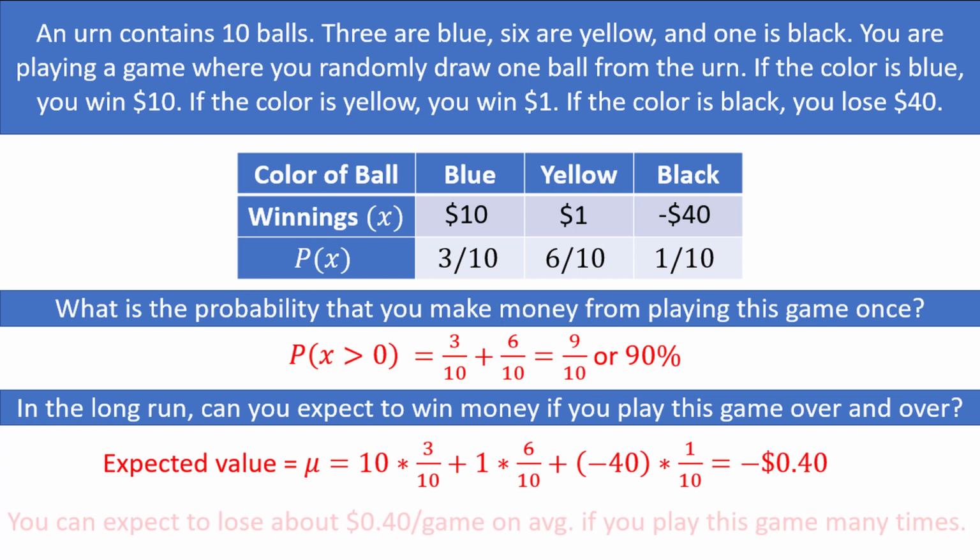This means you can expect to lose about 40 cents on average per game if you play this game many times. Sure, most of the time you're going to be making money, 90% of the time in fact, but the small percentage of the time that you lose money outweighs the gains. More frequently, games of chance are weighted in a different way, such that you lose money the vast majority of times, but there is a small chance of winning big.